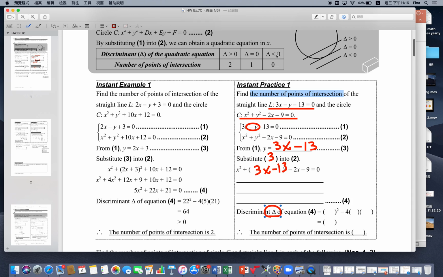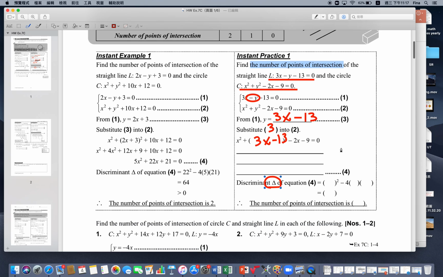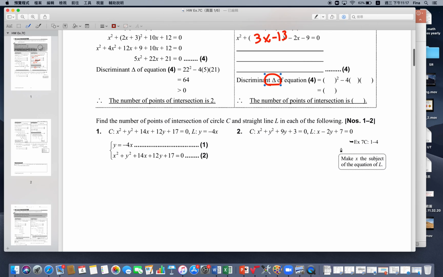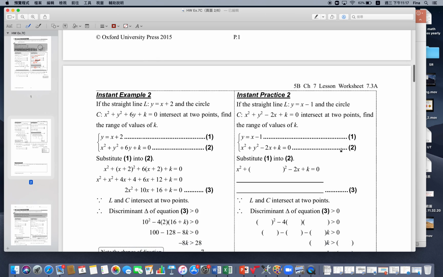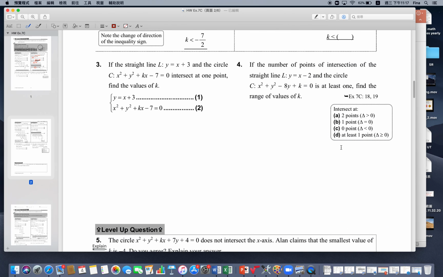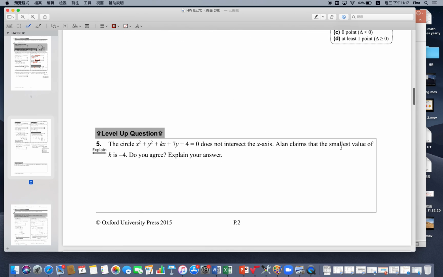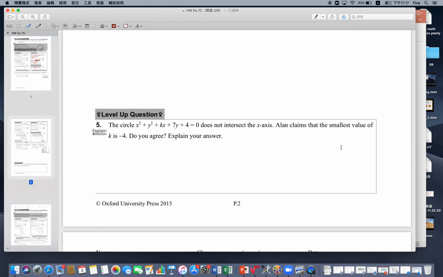If it is less than 0, then the number of intersections is equal to 0. I think this part is easy for you to learn, how to find the number of points of intersection. But actually, it's not the most important part in this section. So for this part, I don't want to discuss any more with you. I think you can try it by yourself.